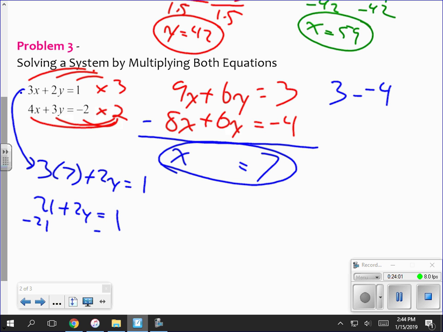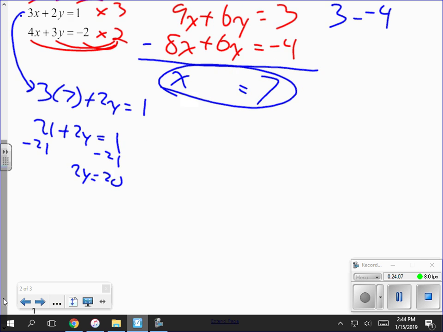Subtract 21. 2y equals 20. Divide by 2. Y equals 10. 7 and 10. Yes. Thank you. Negative 20, which means I get negative 10. My bad. Thank you for catching that.